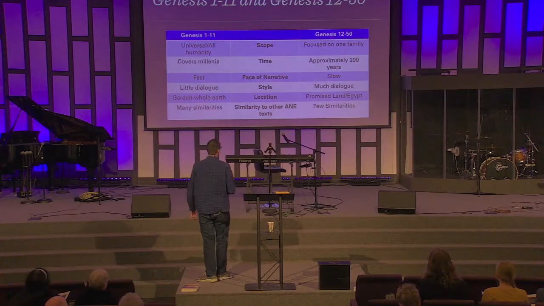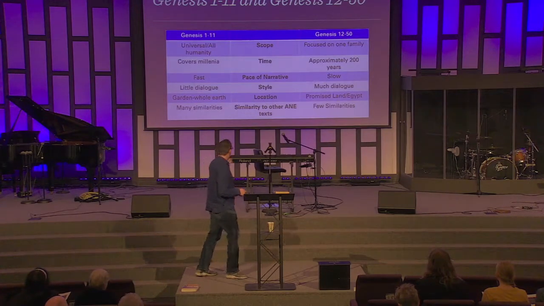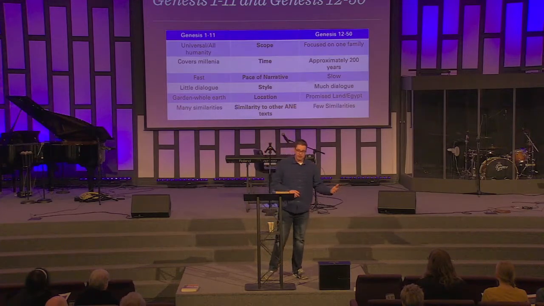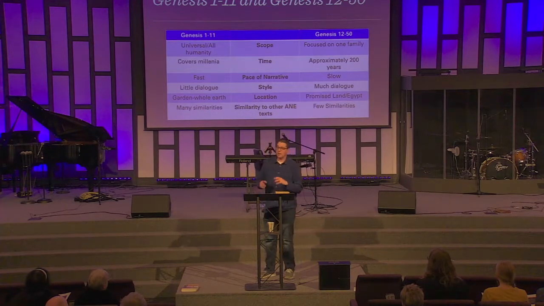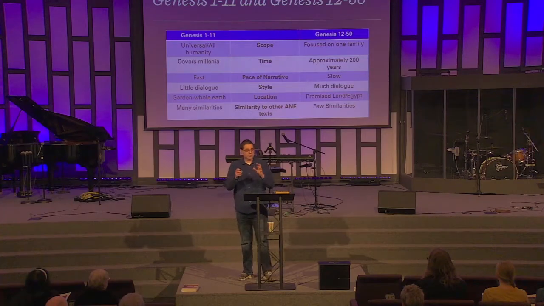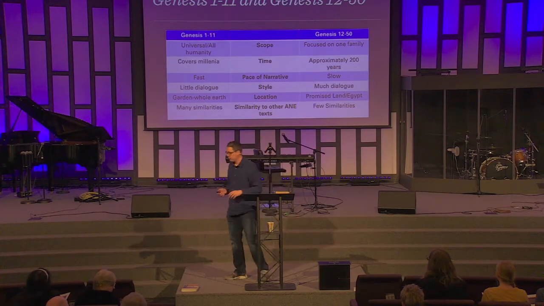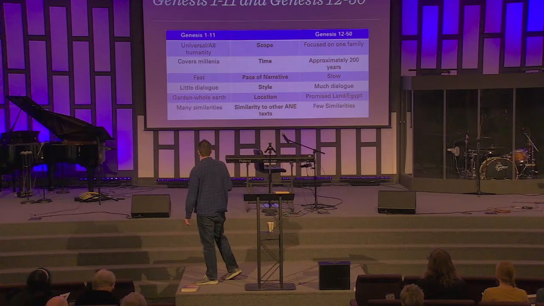In contrast, over here in Genesis 12 through 50, rather than it being universal humanity, it focuses on one family. And rather than taking millennia, it takes place over a period of approximately 200 years, or just a few generations, three or four generations, granted that they're longer generations.